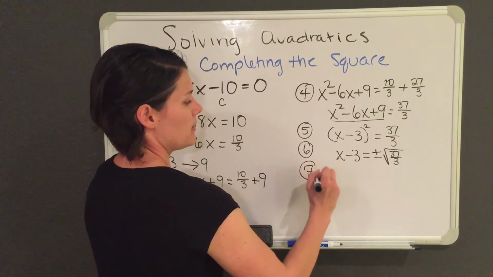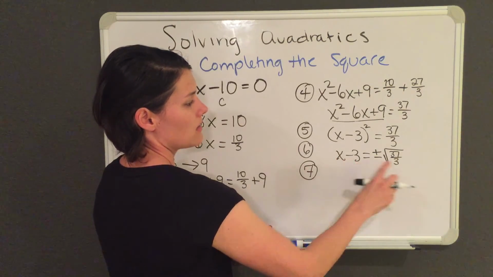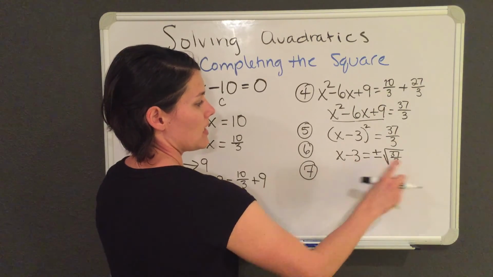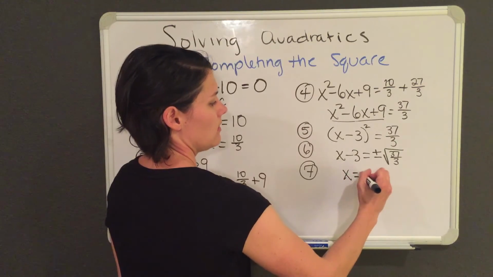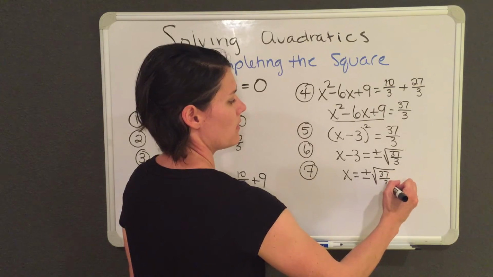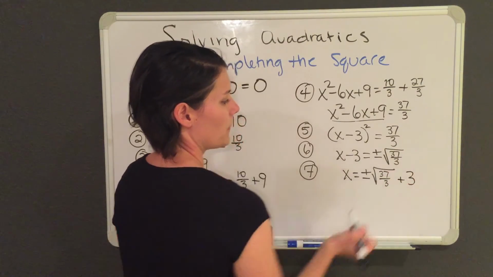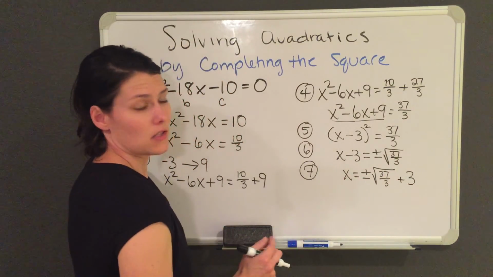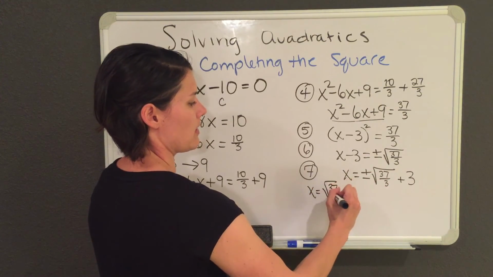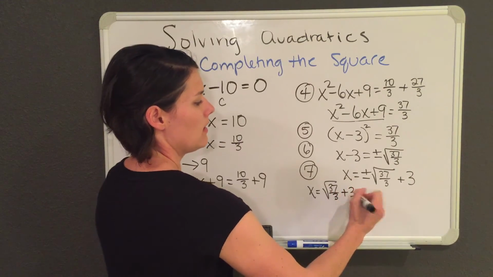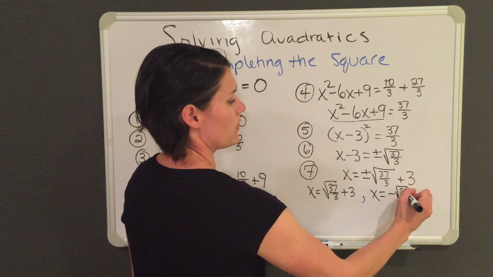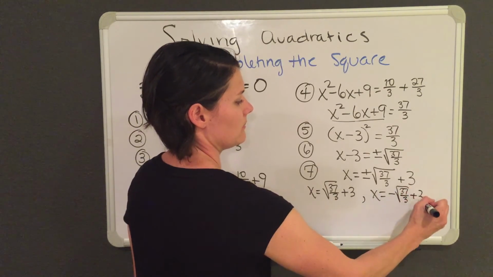And then our last step is you're going to add the constant over to the other side to isolate the x. In this case, I'm going to add 3 to both sides to get x equals plus or minus the square root of 37/3 plus 3. This gives me two answers. My first answer is a positive square root of 37/3 plus 3. And my second answer is x equals a negative square root of 37/3 plus 3.